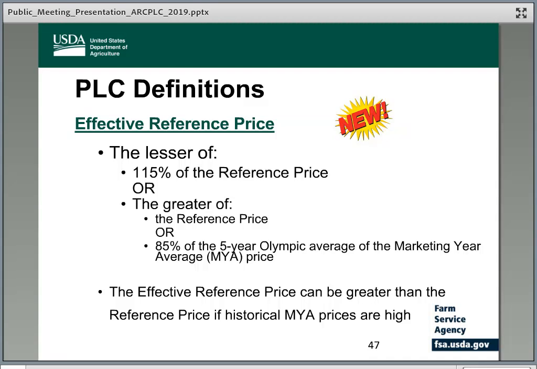The effective reference price is going to be the lesser of either 115% of the reference price or the greater of the reference price or 85% of the 5-year Olympic average marketing year average price for the covered commodity. That sounds really confusing, but we're going to go through a couple of examples to hopefully help you understand what exactly we're looking for here.